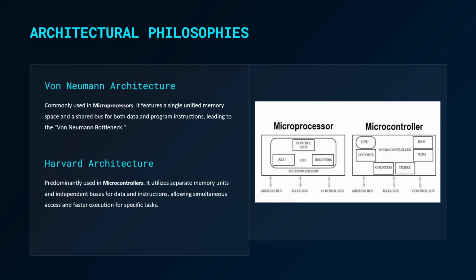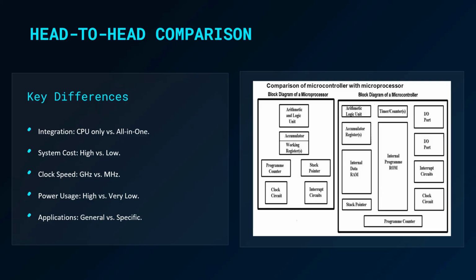Now let us discuss the key differences clearly. A microprocessor mainly includes only the CPU, while a microcontroller integrates CPU, memory, and peripherals on a single chip. Microprocessors usually operate at very high clock frequencies, often in the gigahertz range, and can execute highly complex instructions and multitasking operations. Microcontrollers generally operate at megahertz-level clock speeds, which are sufficient for control-based tasks.